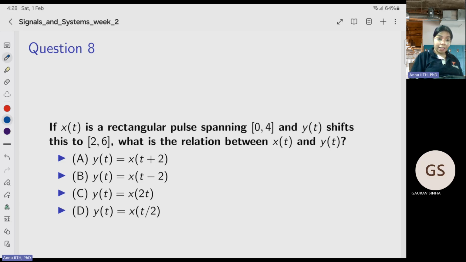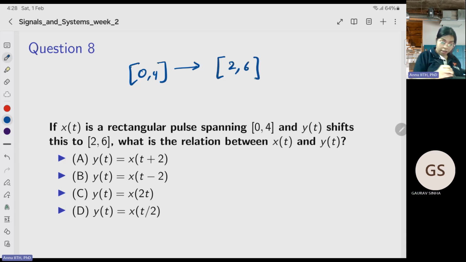Question number 8. It's very simple. If xt is a rectangular pulse spanning from 0 to 4 and yt is shifted to span 2 to 6, what is the relation between xt and yt? So what exactly is happening? Previously it was 0 to 4, and it is getting shifted to 2 to 6. So this is t plus 2, if you're doing it in the time domain. But actually it is happening as t minus 2, as I told previously also.